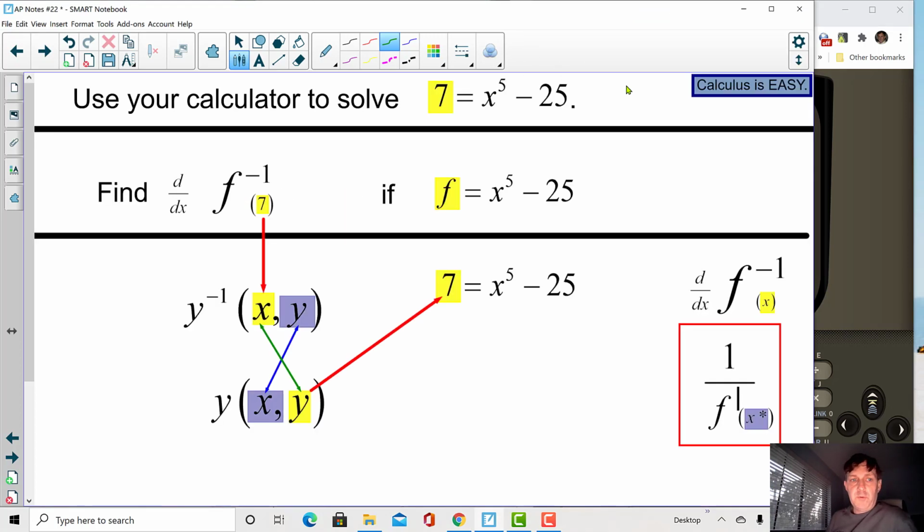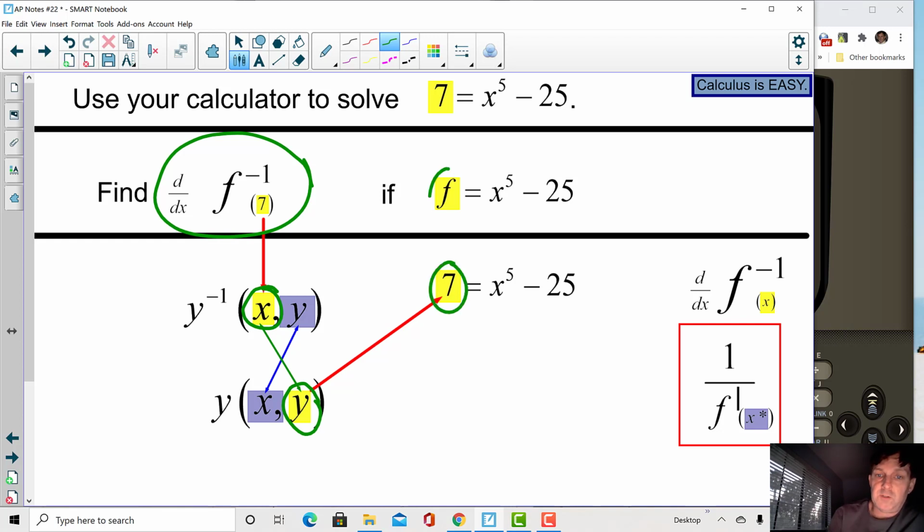Okay, on this example, we're doing the derivative of the inverse, but we're just going to use our calculator to solve the equation for us. You don't actually need a calculator to solve this one. It's pretty easy, but I still want to show you how to use your calculator to solve it for you, just in case you get a difficult one to solve. So on this problem, they're asking us to find the derivative of the inverse when x is 7. Remember, that's the x value for the inverse, so it really would be the y value for the original function. So we're plugging in the y value for the original function.